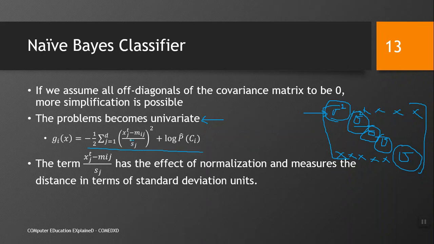Here you can see that we have used only the variance instead of the variance matrix. The term xj minus mij has the effect of normalization and measures the distance in terms of standard deviations. Try to understand. Previously we have studied about z-score. Basically this is the z-score formula.